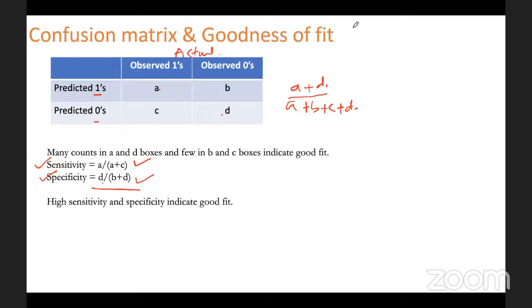Yes, regarding precision and accuracy, there is a difference. The precision is similar to specificity, if I'm not wrong. Accuracy is the overall accuracy that you see.